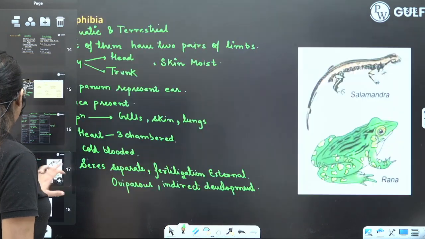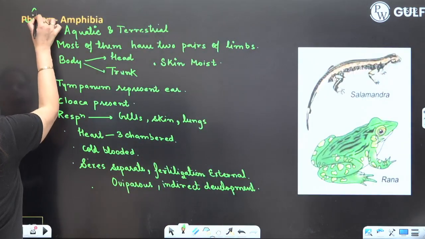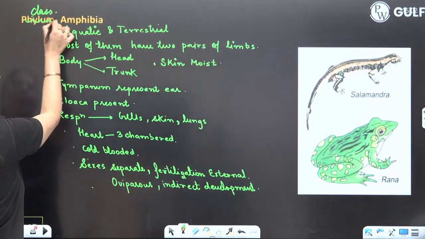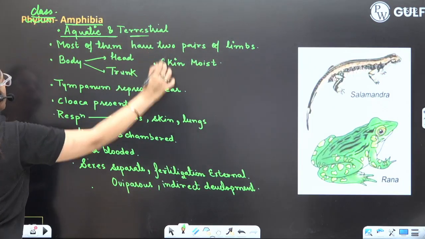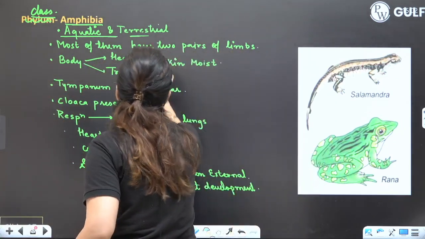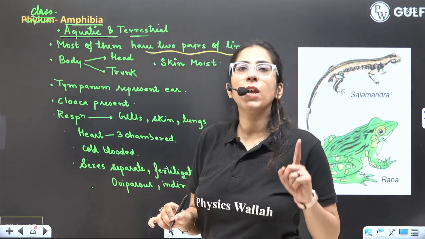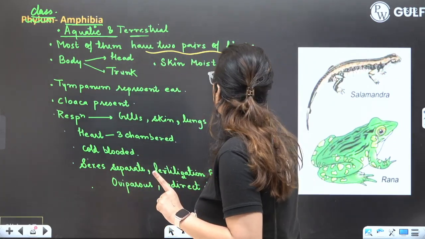Now guys, let's move on to the next class. This is not a phylum. This is a class, Amphibia. Amphibians are aquatic or terrestrial. Amphi means they have a dual mode of life. Most of them have 2 pairs of limbs. Why are we saying most of them? Because we have a limbless amphibian also, which is your ichthyophis.